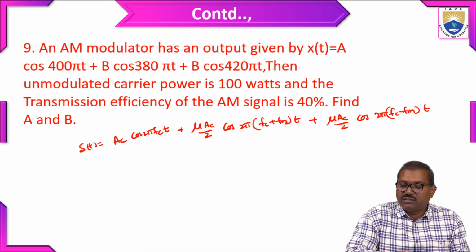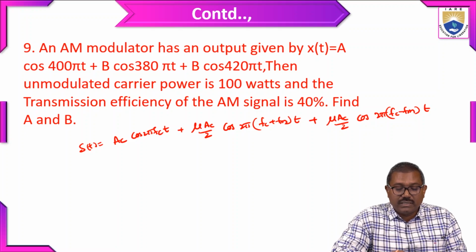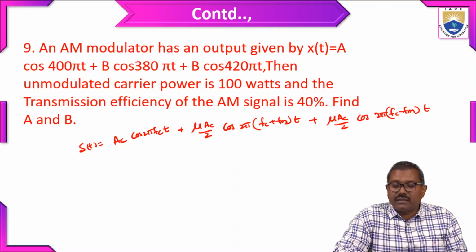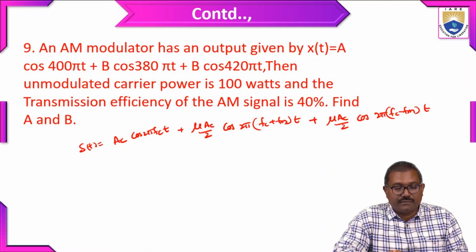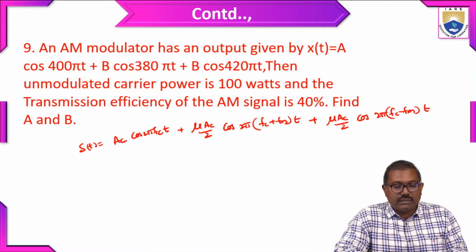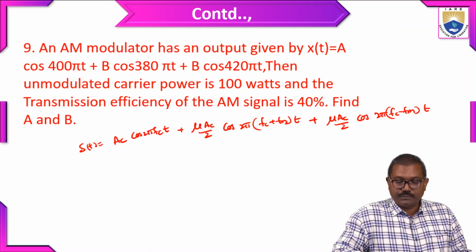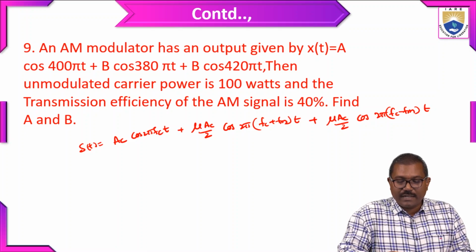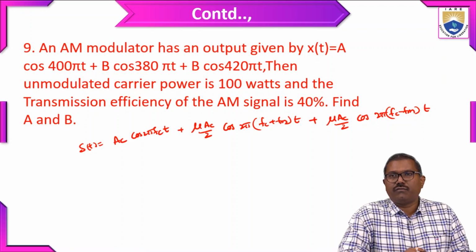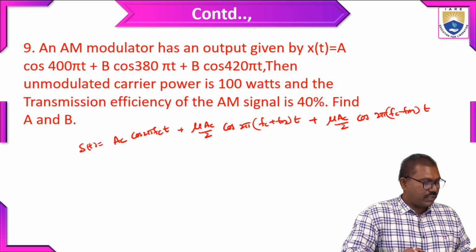So this is the standard equation. We are going to compare this x of t with the standard equation. So here the given unmodulated carrier power is 100 watts and transmission efficiency is 40%.